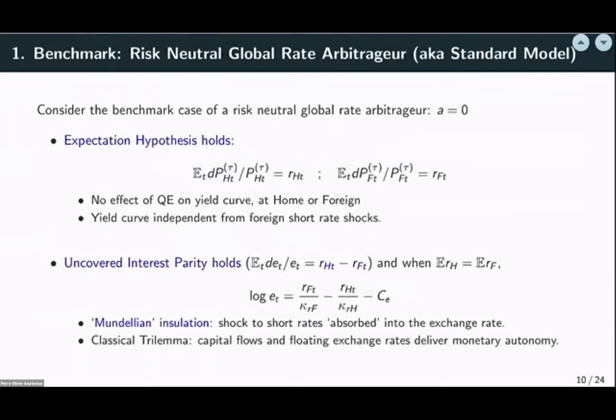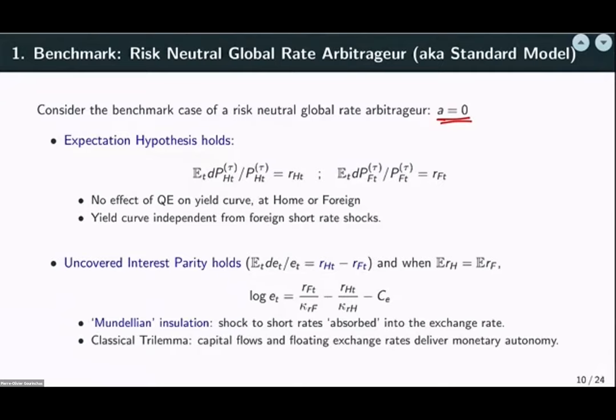All right, so let's first start with a benchmark, what I would call the standard model that we have in mind when we think about these things. And that would be the case where the arbitrageur is risk neutral. A here is the coefficient that measures the degree of risk aversion of the global rate arbitrageur, or risk appetite. And if you take that all the way down to zero, then that investor is going to be willing to take the other side of whatever the habitat investors want to do.